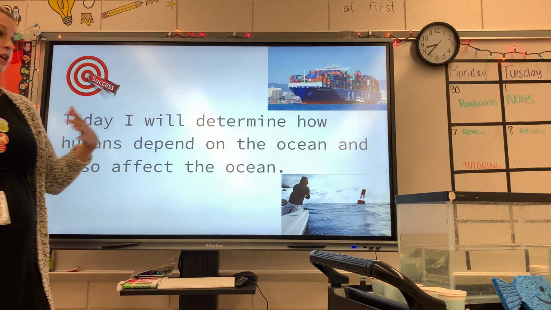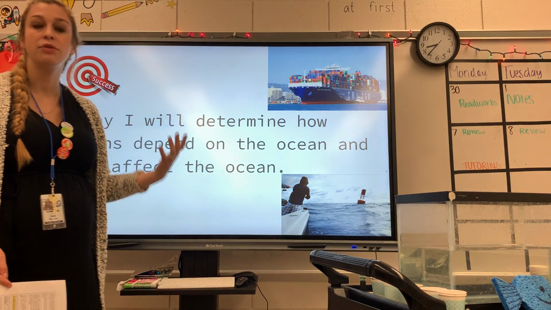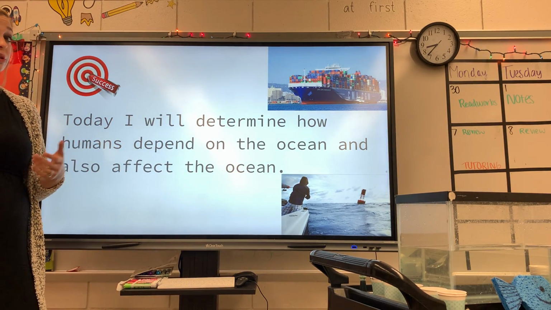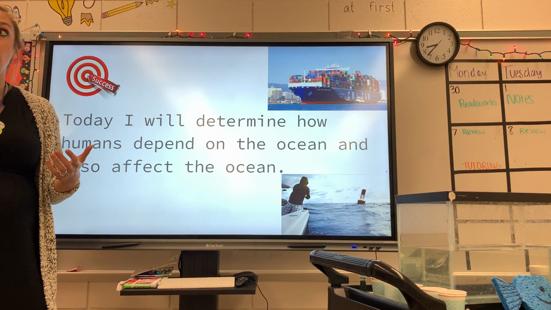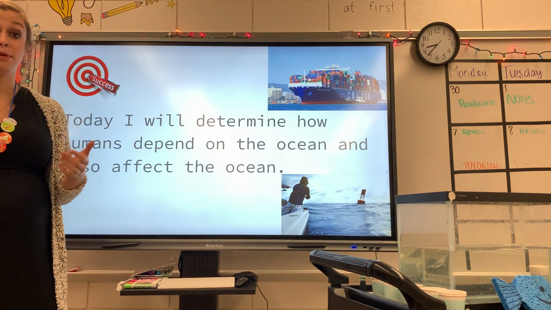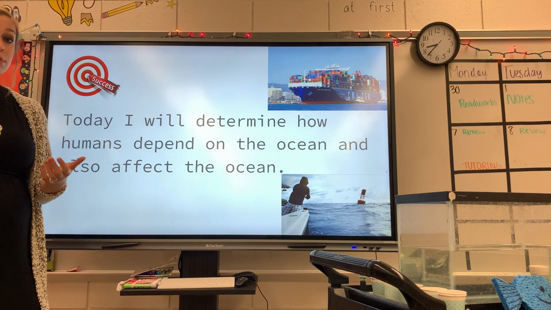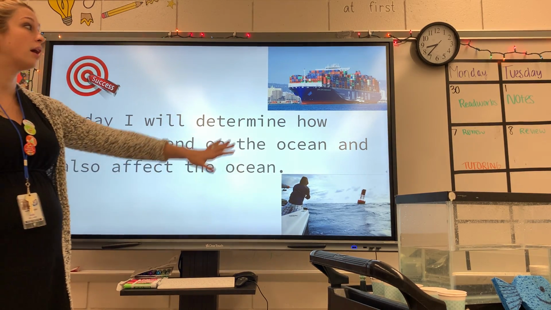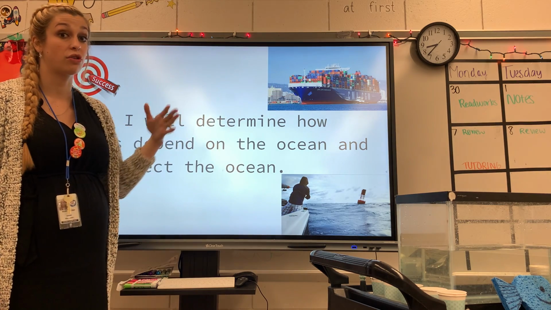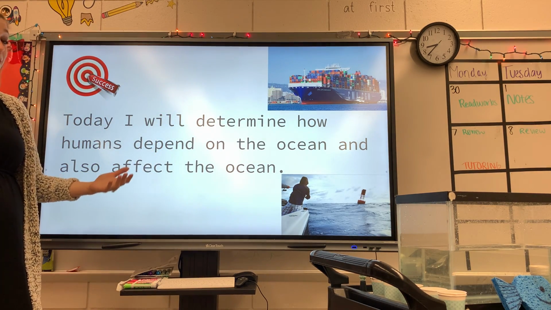One obvious thing is, if you can tell, fishing. We need it for food. But there's really a lot of reasons that we depend on the ocean. There are medicines that can't be made without ingredients from the ocean. So we have a really big dependence on the ocean. We carry materials across the ocean. That's how we trade with other countries.